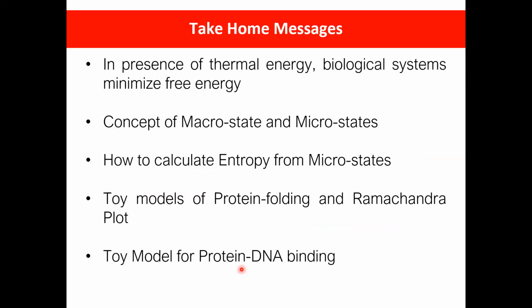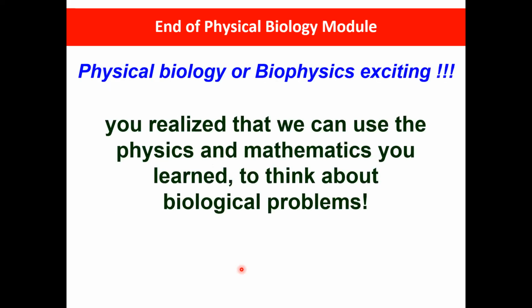Okay, after that we saw that if thermal energy is present, which is generally the case at the microscopic scale, biological systems try to minimize their free energy. We learned about the concept of macroscopic and microscopic states, and then we learned how to calculate entropy from the knowledge of the microscopic states. Then we looked at the toy model of protein folding, and the importance of the Ramachandran plot, and today we also looked at a toy model for protein DNA binding.